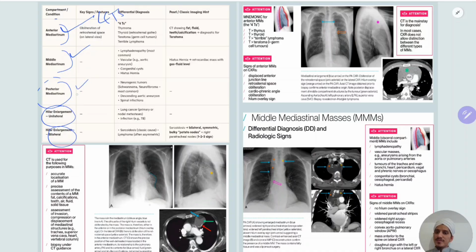In the posterior mediastinum, it was related to the nerves, so any neurogenic tumor or spinal infection in the form of abscess or Pott's disease. Unilateral hilar enlargement is mainly seen in lung cancer and infection like tuberculosis. Okay, lung cancer, malignancy, and infection. Bilateral is usually commonly seen in sarcoidosis and lymphoma.